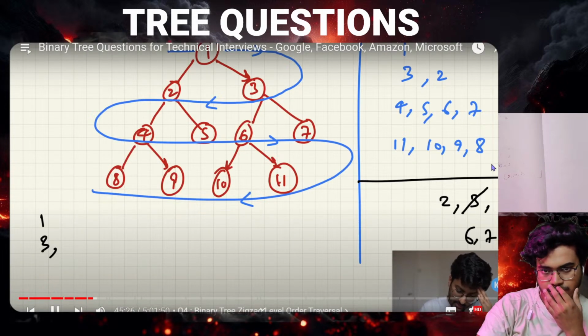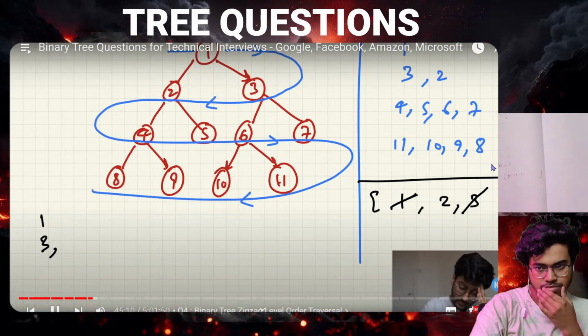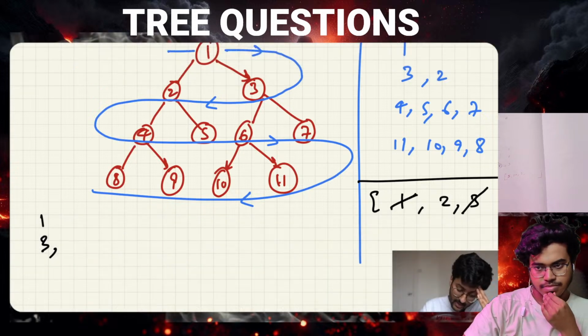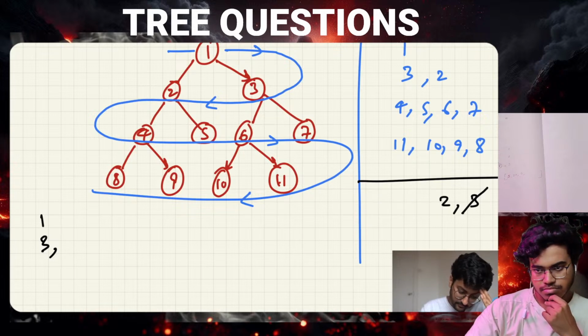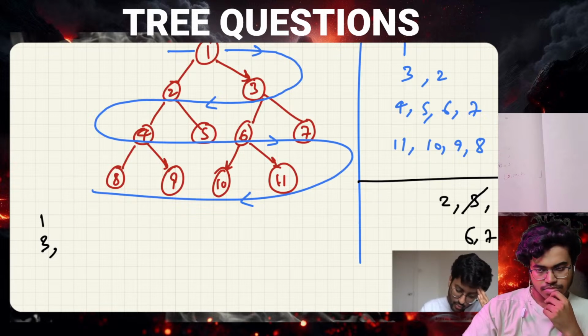See, now if I add 6 and 7, then I cannot remove 2, because where will I add 6 and 7? Again, remember that if I add 6 and 7 in the back, then I cannot remove 2, because I'm removing items from the back, so I will just add 6 and 7 in the front. Otherwise it will remove 7.